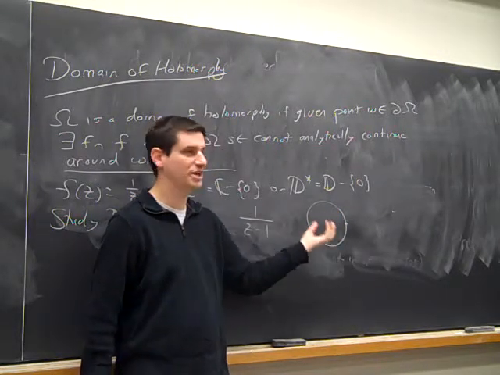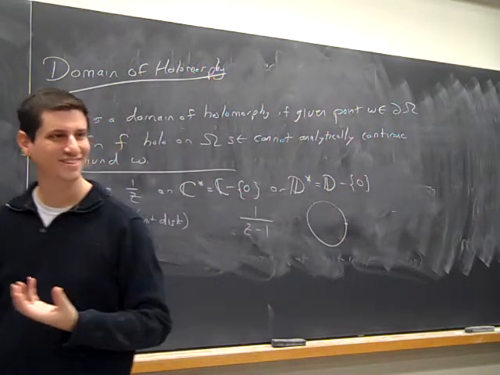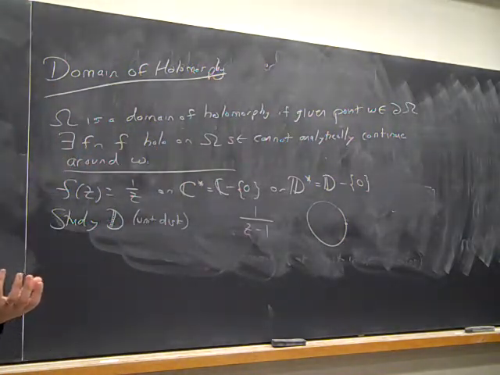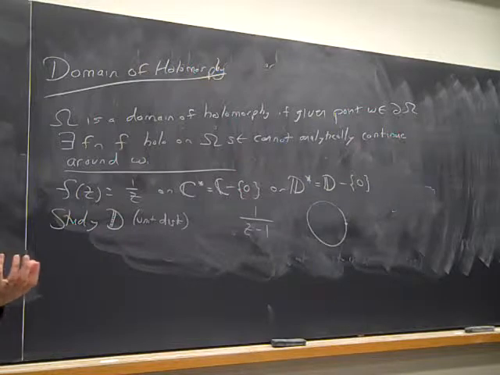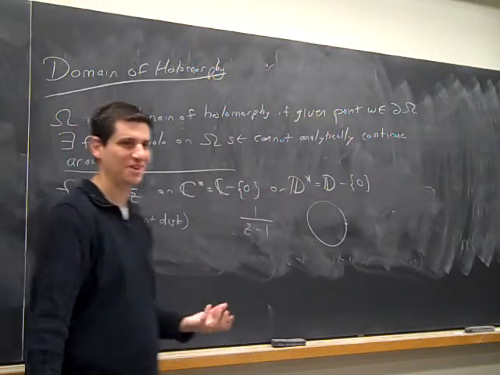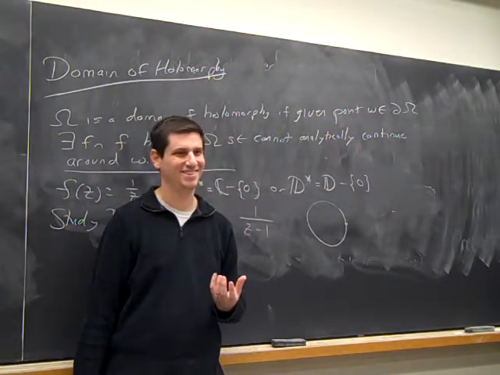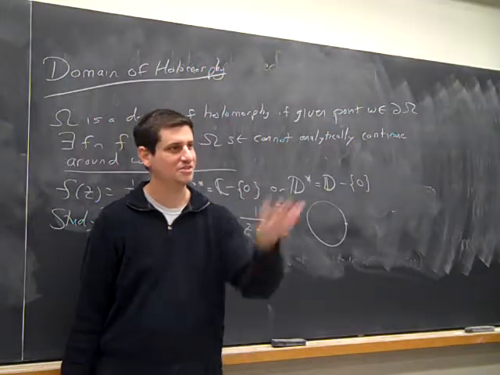Is this the only function that has a problem on the boundary? What else? I don't want absolute values. They're not allowed in my class. Yes? Sin phi z?